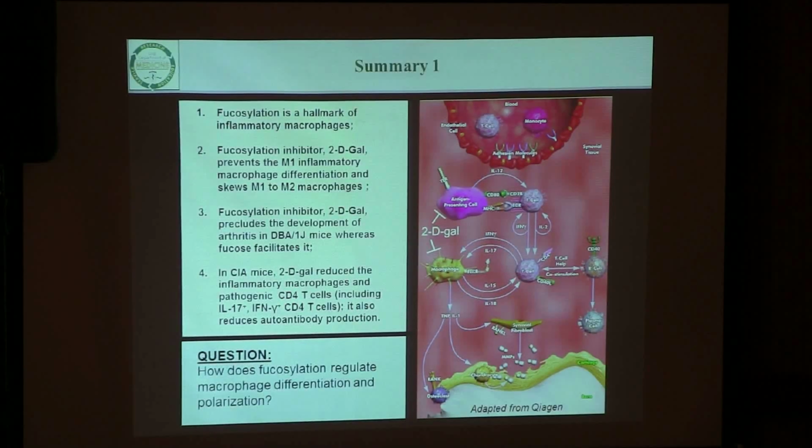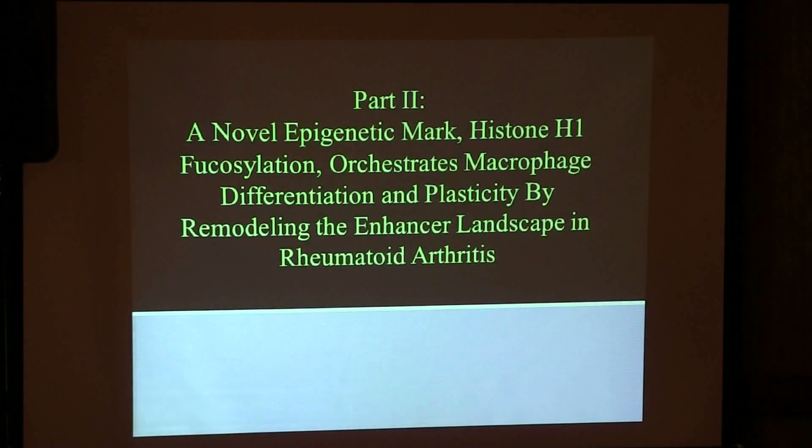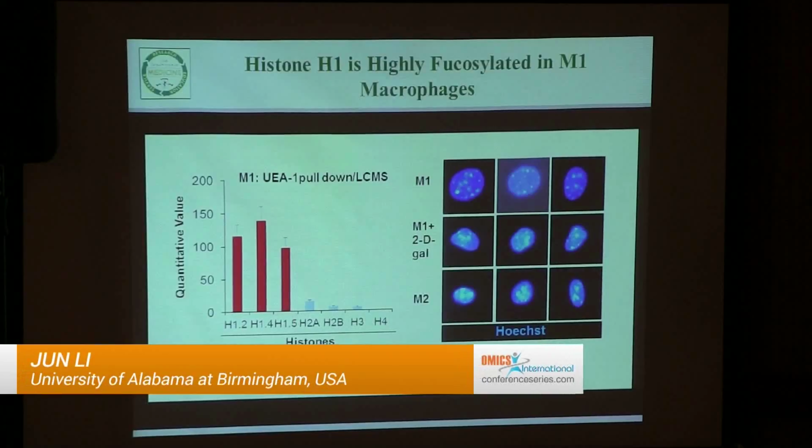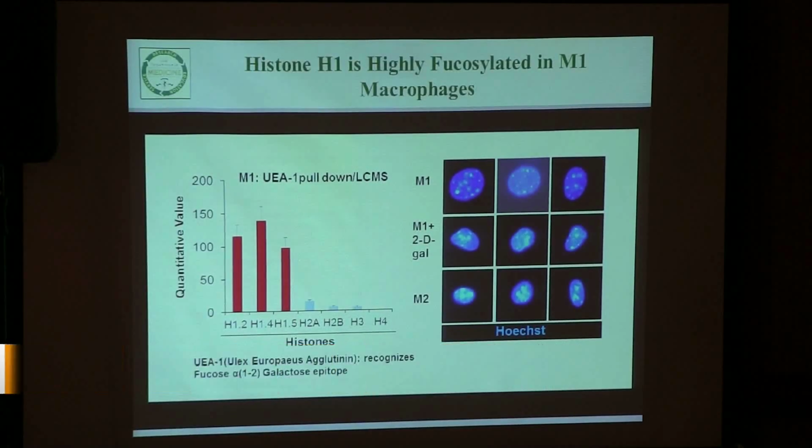So the next question we are trying to answer is, how does fucosylation regulate macrophage differentiation and polarization? This is the second part of my talk. It's about the epigenetic mark, histone H1 fucosylation, and how it regulates macrophage differentiation. After we finished the CIA model study, we were trying to figure out how the fucosylation inhibitor can change macrophage differentiation.